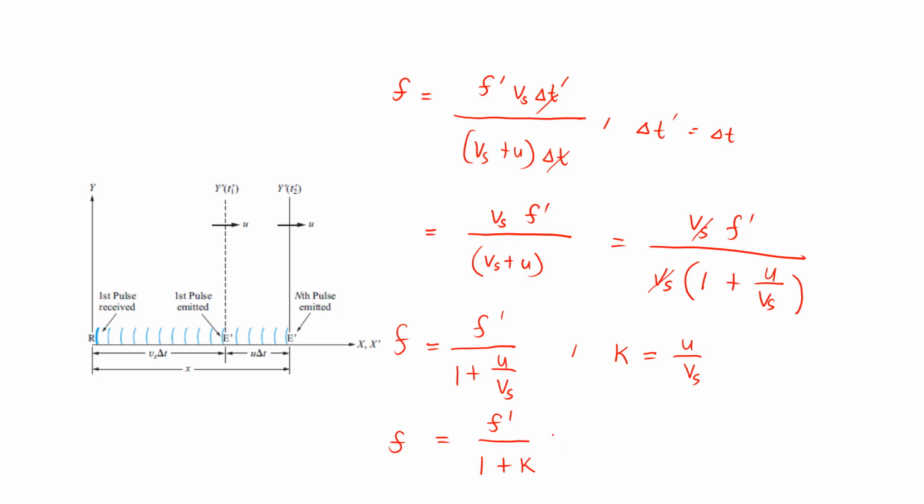Now, you can see here that the denominator 1 plus kappa is always greater than 1. So 1 plus kappa is always greater than 1. Meaning to say, the frequency as heard by the listener is always lesser compared to the frequency emitted by the source.